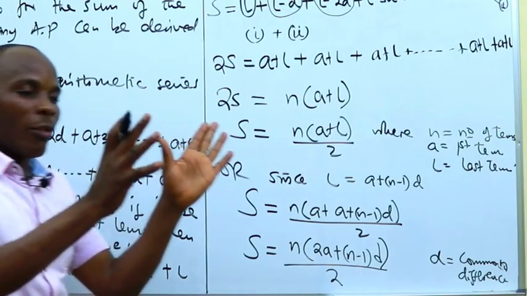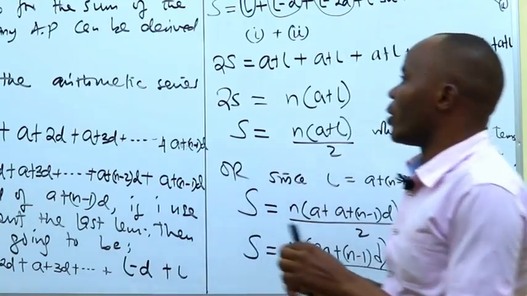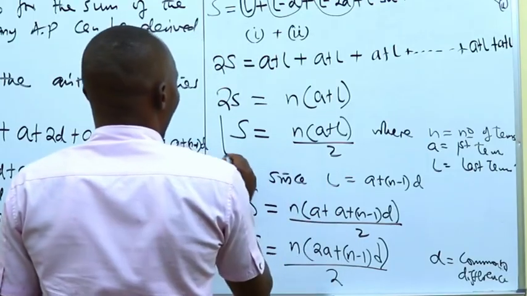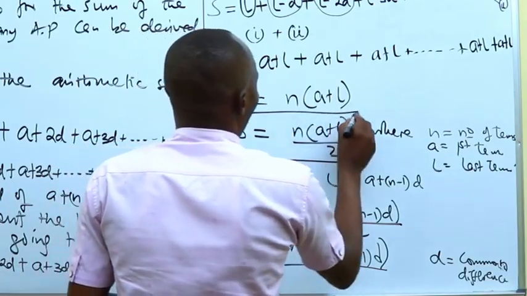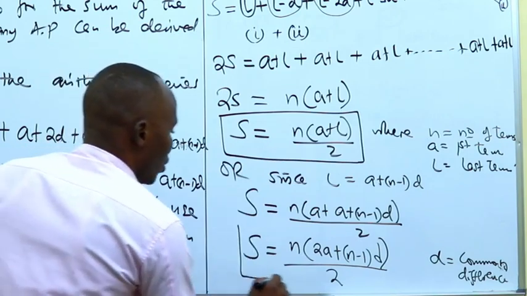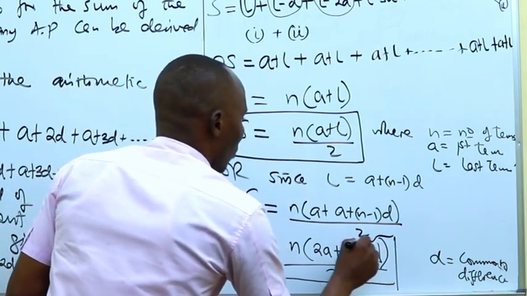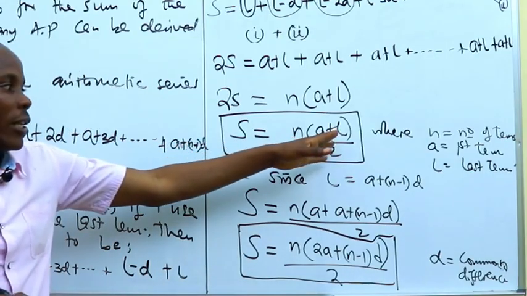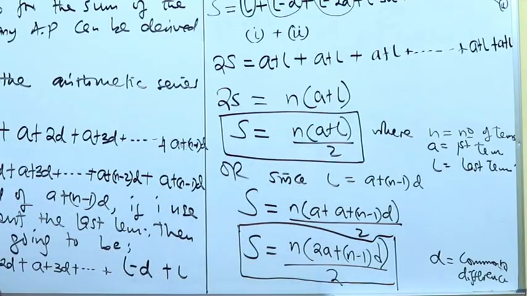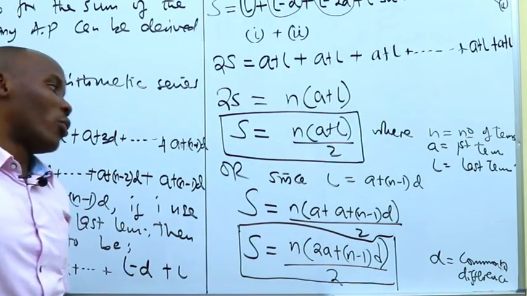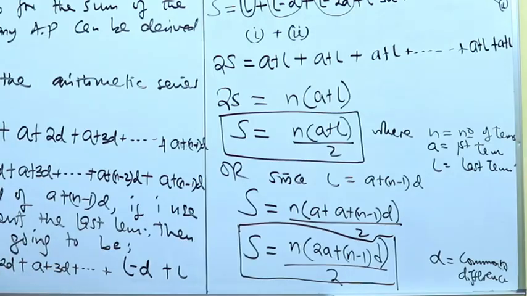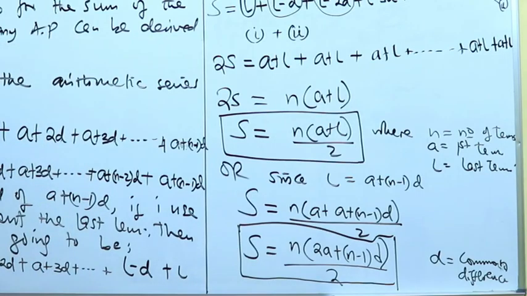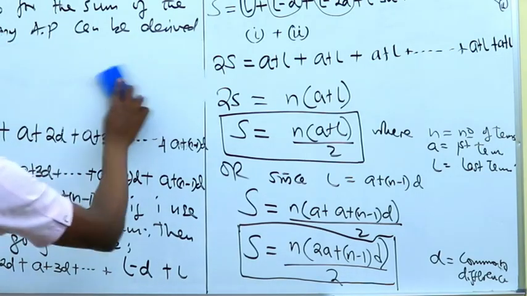If you're given an arithmetic progression and you are asked for the sum, you can either use this formula here, or you can use this one, depending on how you want to use them. If you're given the last term, you can go straight and use the other one, or you can use this one. Both formulas will give you the answer as you need it. So from there, we need to look at a question list and apply that formula.